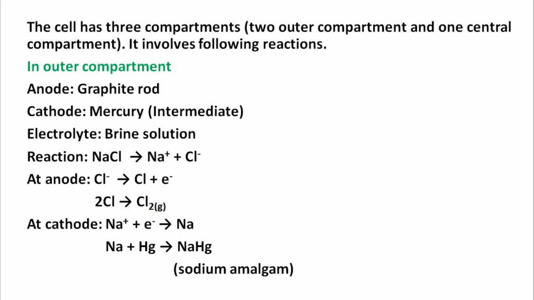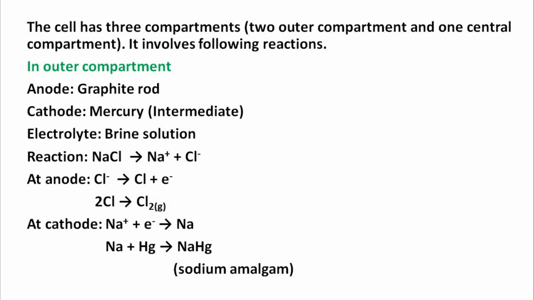It involves the following reactions. In the outer compartment, graphite rod acts as anode and mercury acts as cathode. In this compartment, brine solution acts as electrolyte. Brine solution is the solution of 28% sodium chloride. At this compartment, ionization of brine or sodium chloride takes place to produce sodium cation Na+ and chloride Cl- ion. It is shown in the reaction clearly.